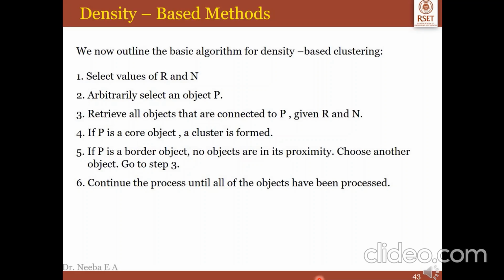If the min points is matched, it goes to step 4, that is P becomes the core object and a cluster is formed. If P is a border object, no objects are in its proximity, choose another object and go to step 3. This continues until all of the objects have been processed. This is the density based algorithm.